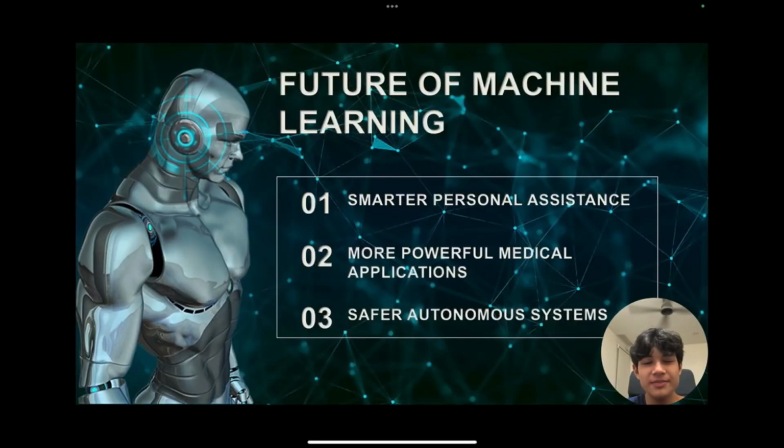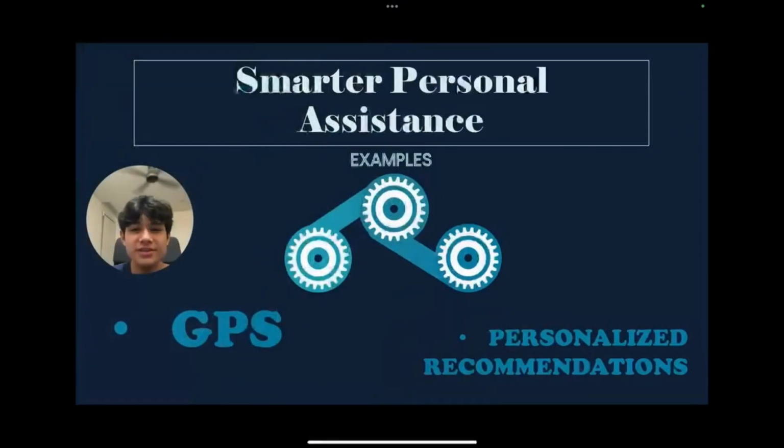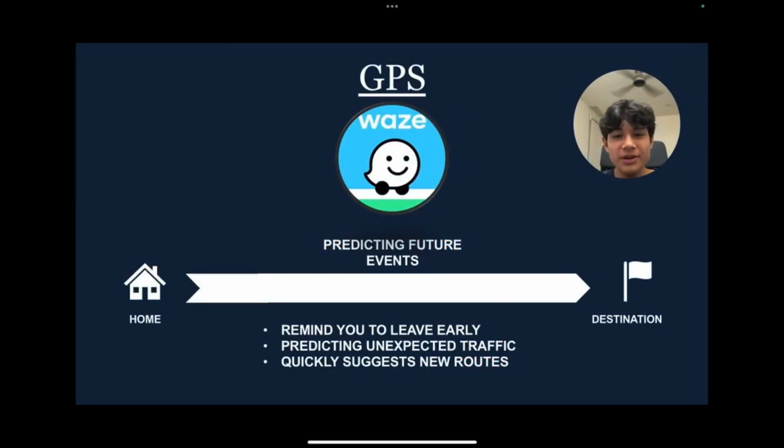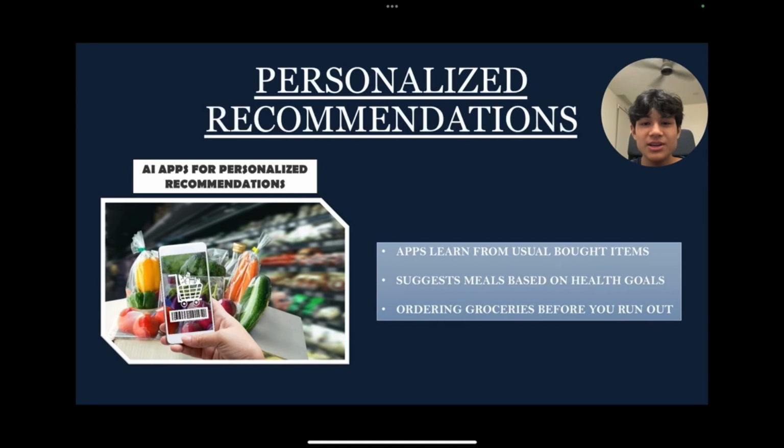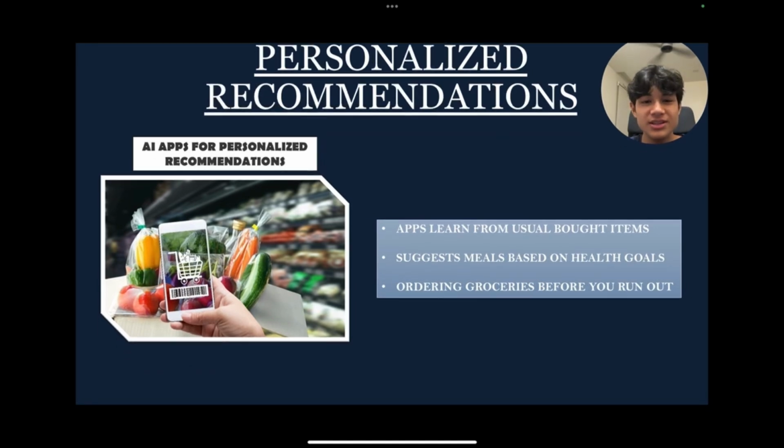Hi, so I'll be talking about the future of machine learning. First, we have smarter personal assistants where we have GPS and personalized recommendations. A popular GPS we use is Waze, so when we leave home, we will usually use the app on our phone and see this before we head to our destination. This shows how Waze is used to predict future events and suggest the best routes. AI apps can also be used for personalized recommendations based on past purchases and goals set by the user.